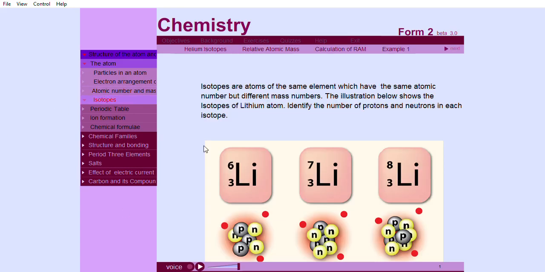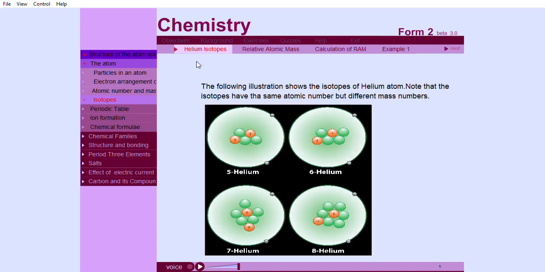Isotopes are atoms of the same element which have the same atomic number but different mass numbers. The illustration below shows the isotopes of lithium atom. Identify the number of protons and neutrons in each isotope. The following illustration shows the isotopes of helium. Note that the isotopes have the same atomic number but different mass number.